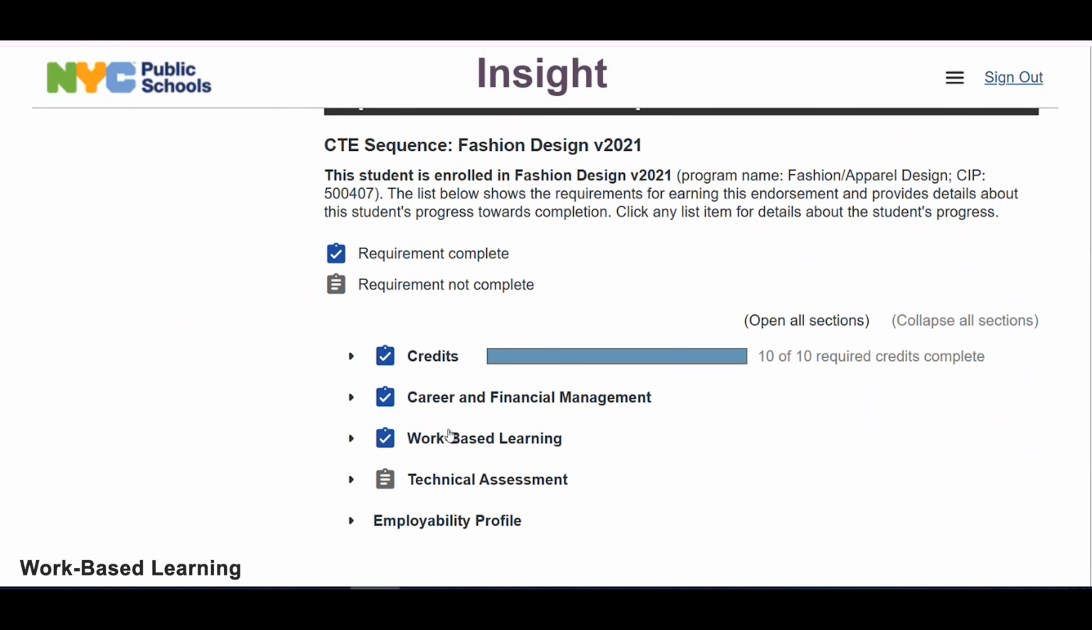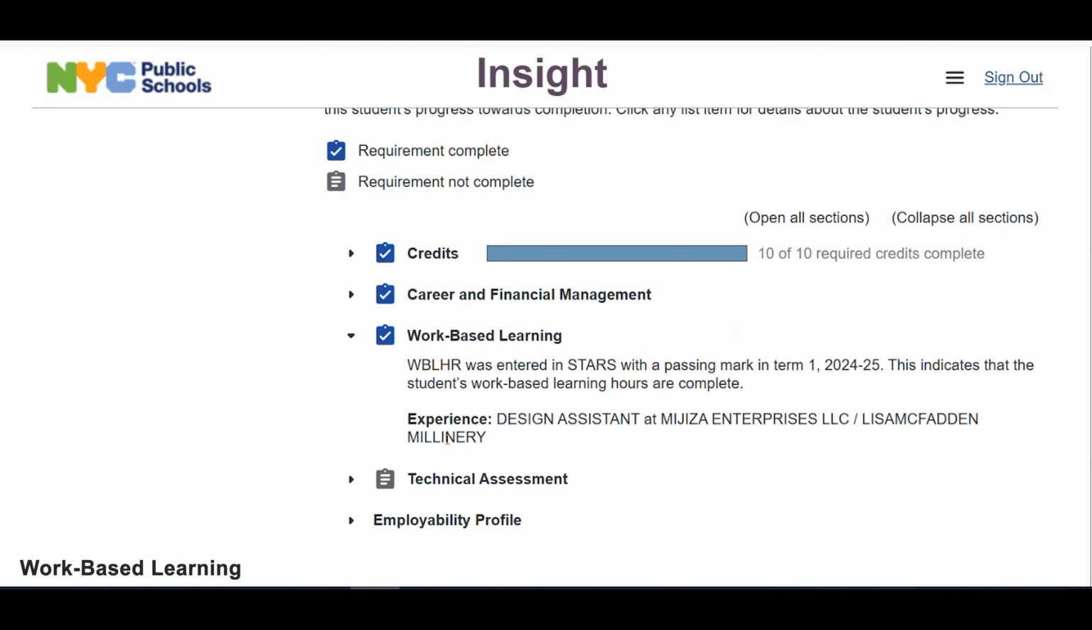The next requirement we will be looking at is the work-based learning section. This requirement will be marked on Insight as completed when the course code WBLHR was entered in STARS with a passing mark. Once it has been entered into STARS, you will see when and in which term the code was entered, and in which school year it was entered as well.